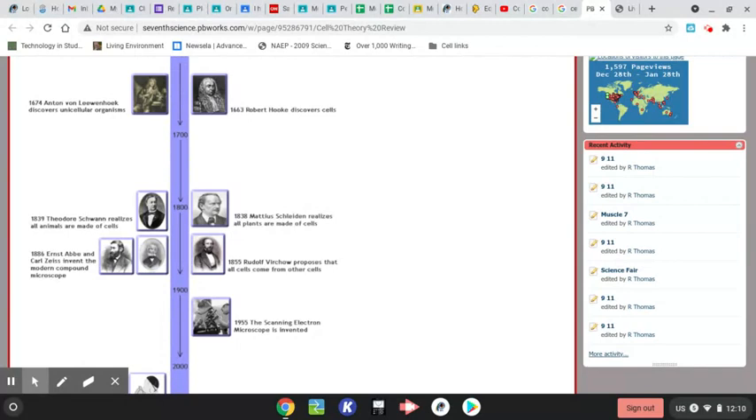Peyton. Cells are alive and the basic units of organization in all organisms. Very good. Cells are the basic unit of structure and function in all living things. From the cell theory, we're going to quickly learn that there are things inside cells. They're called organelles. Organ, you know what organs are, I hope.